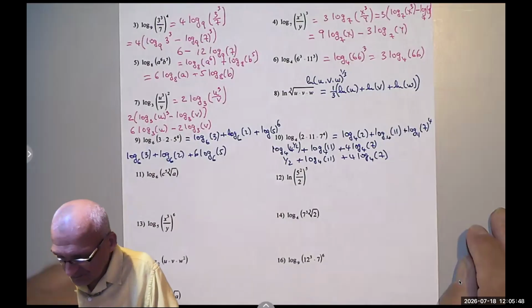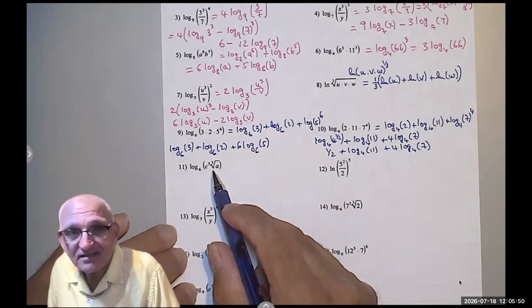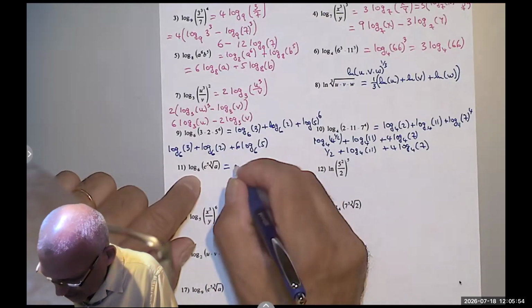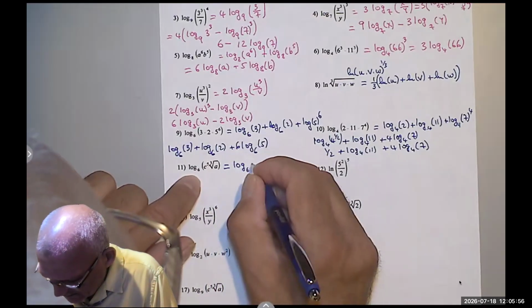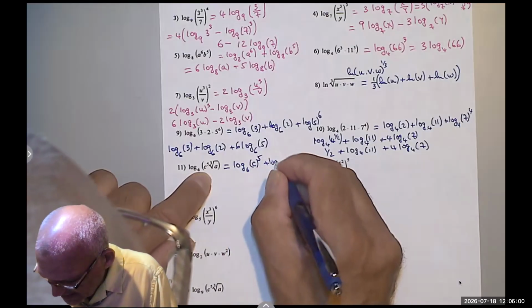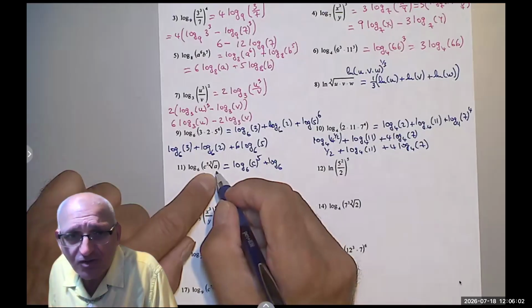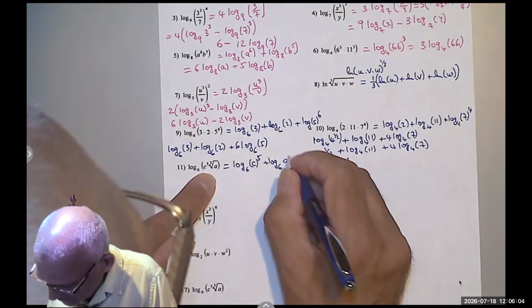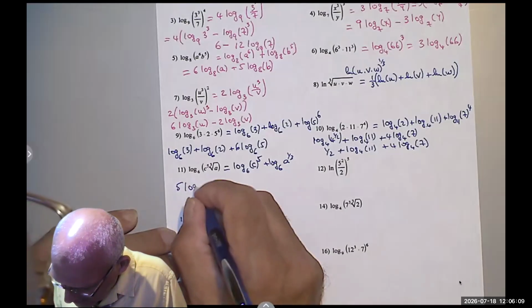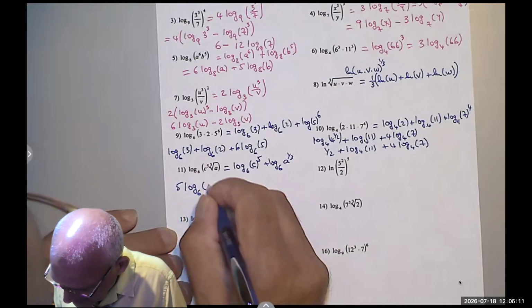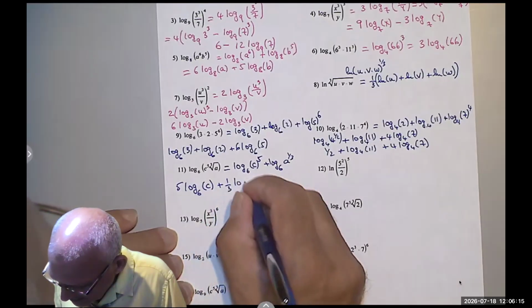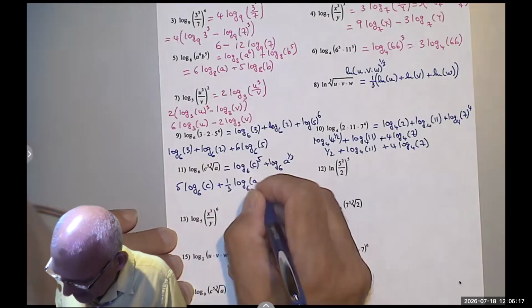Oh my God, what is that? Easy. I'm going to break it into two parts. So log to the base 6 of c to the fifth plus log to the base 6 of... I'm not going to write cube root of a, I would say a to the 1/3. So that becomes 5 log to the base 6 of c plus 1/3 log to the base 6 of a.